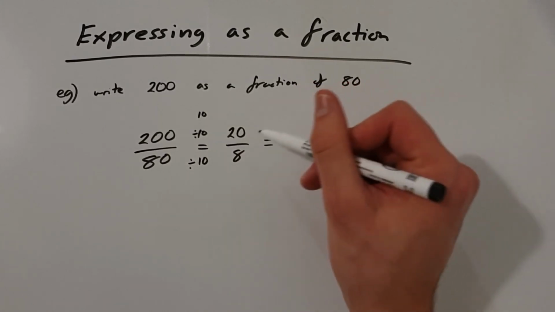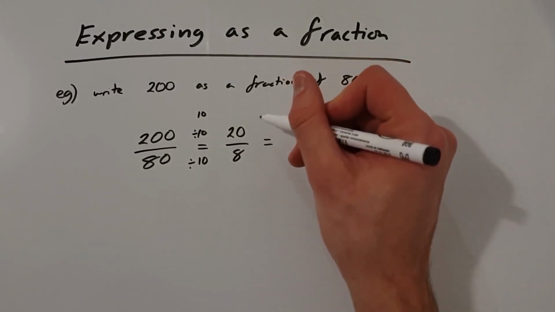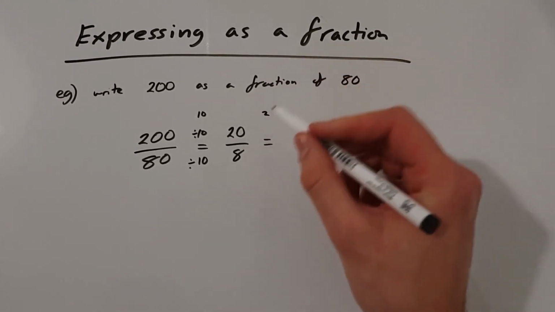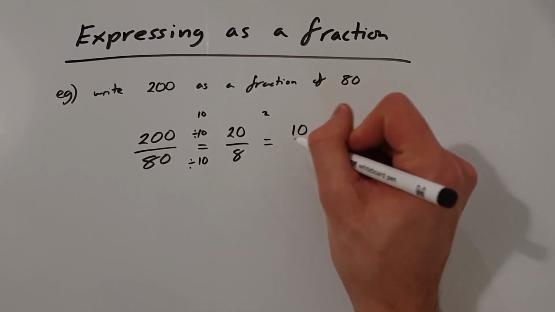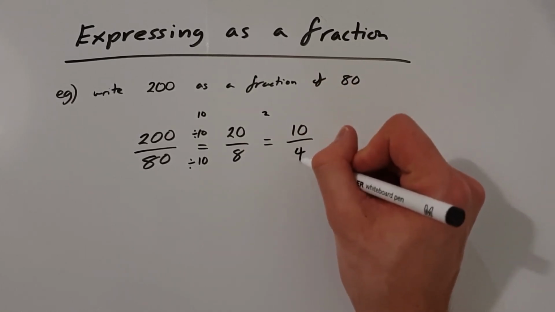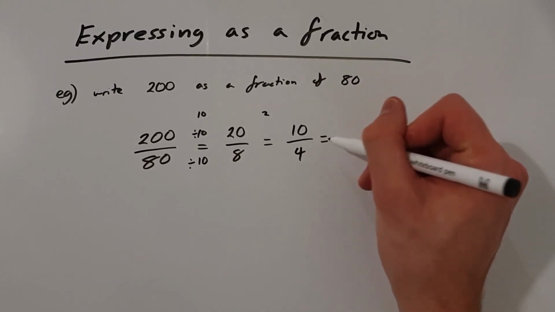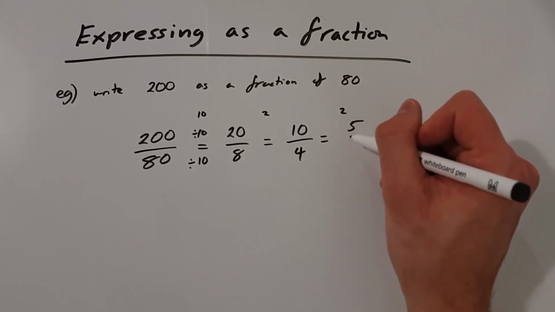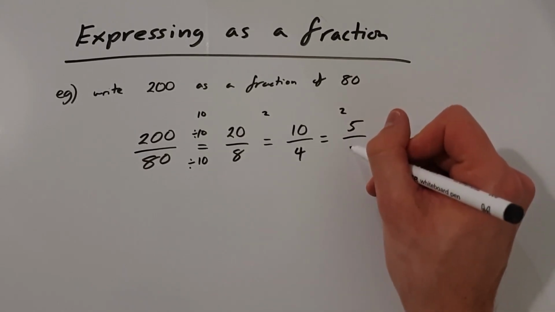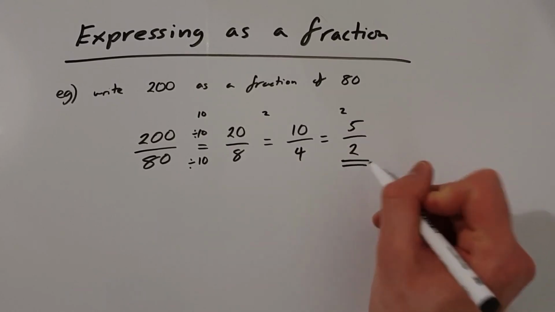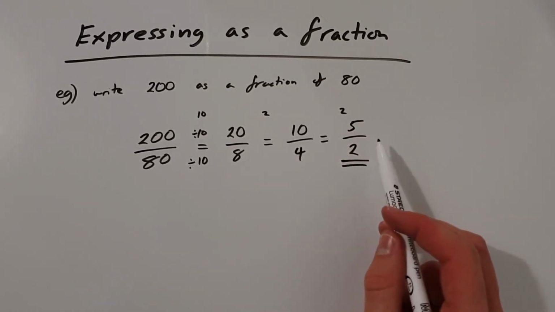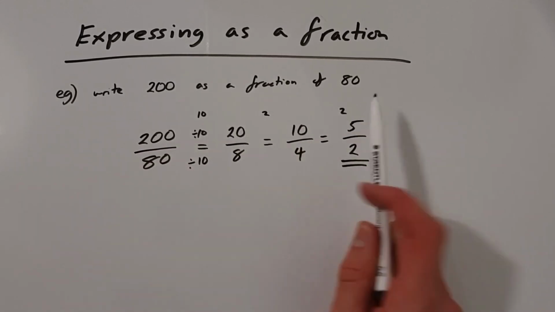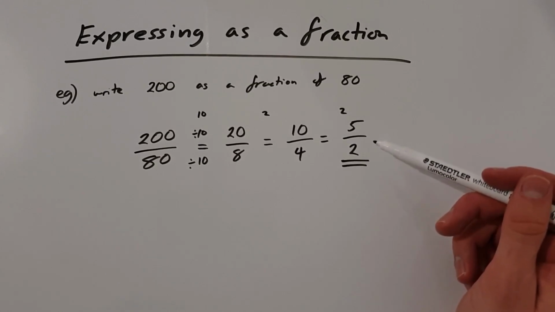And again, we know that this isn't the end either, as we know they're both even, so they can at least be divided by 2. So let's do that. So 20 divided by 2 is 10, 8 divided by 2 is 4. Again, we know they're even again, so we can do exactly the same step. 10 divided by 2 is 5, and 4 divided by 2 is 2. And that is our final answer, 5 over 2, or 5 halves. So 200 as a fraction of 80 is 5 over 2.